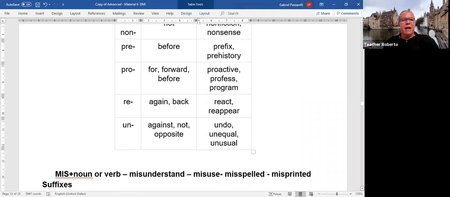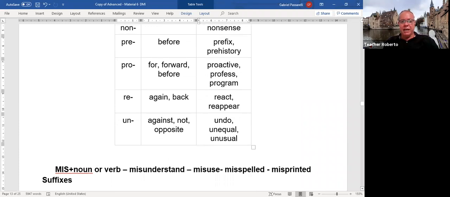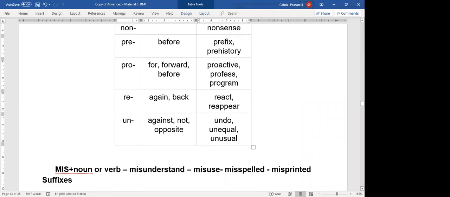What is the meaning of the next one, Raquel? Against, not, opposite. Undo, unequal, unusual. Okay, all right.